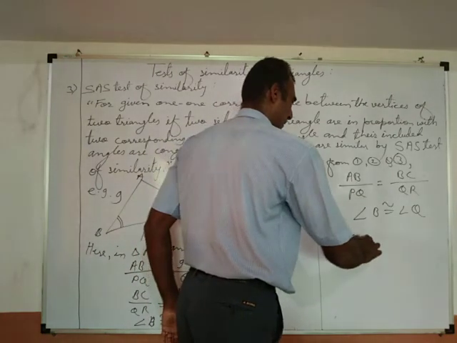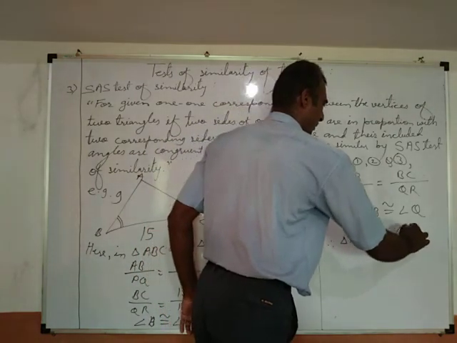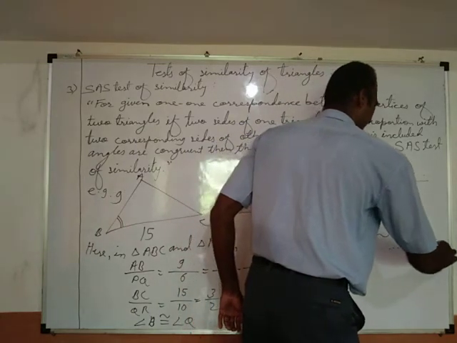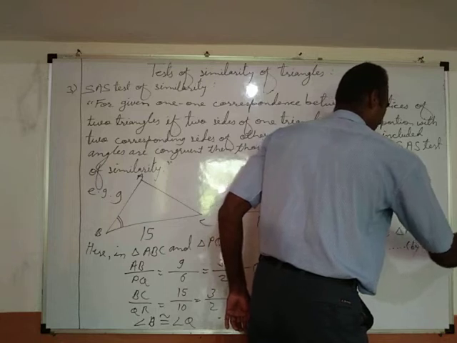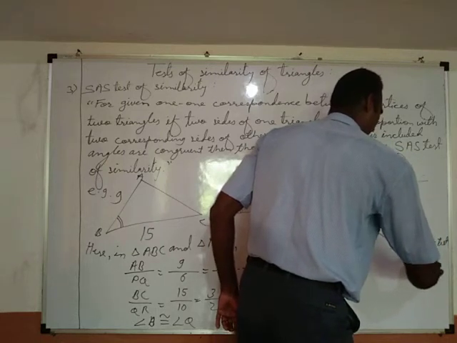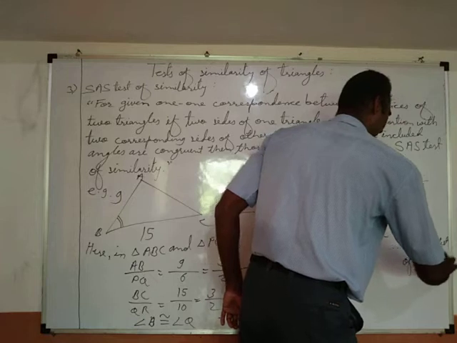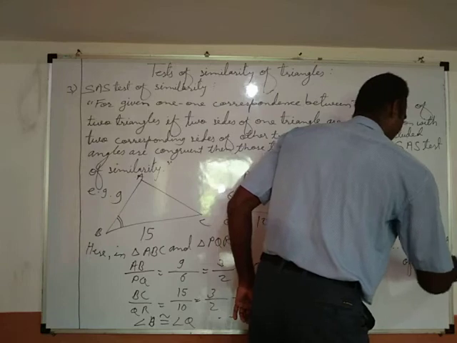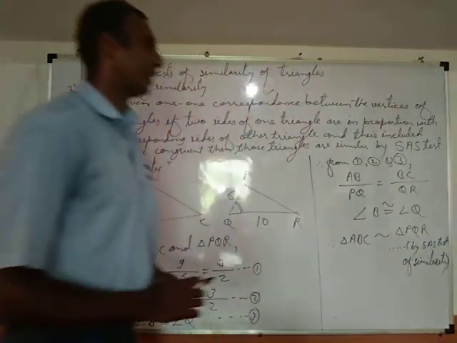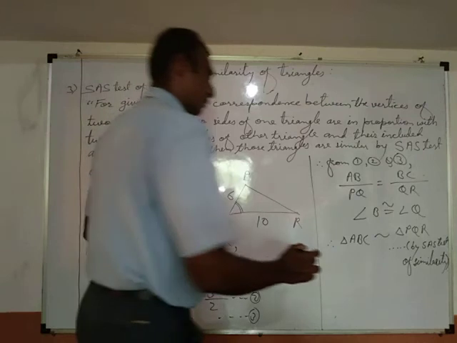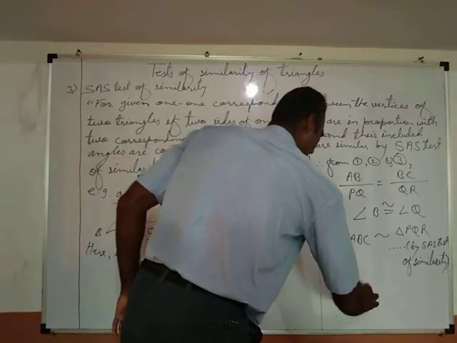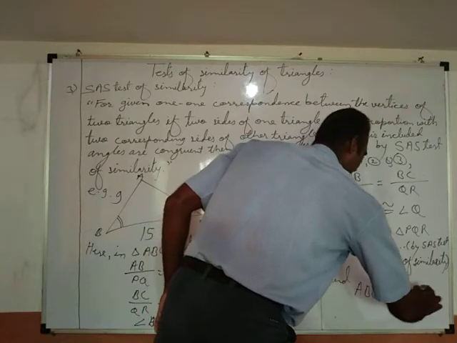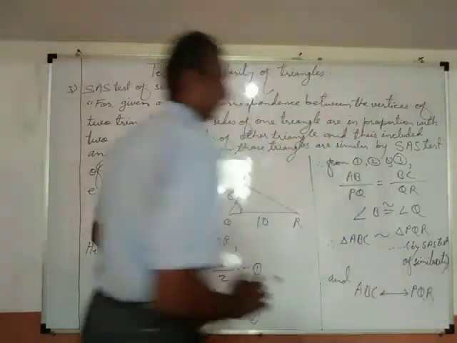Therefore triangle ABC is similar with triangle PQR by SAS test of similarity. Okay, SAS test of similarity, and the correspondence is ABC 1:1 correspondence PQR.